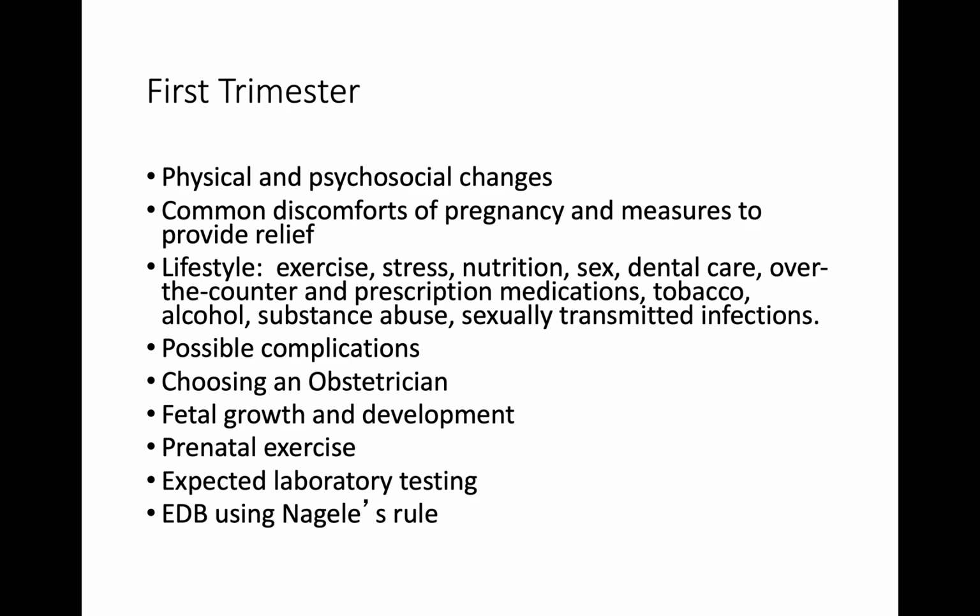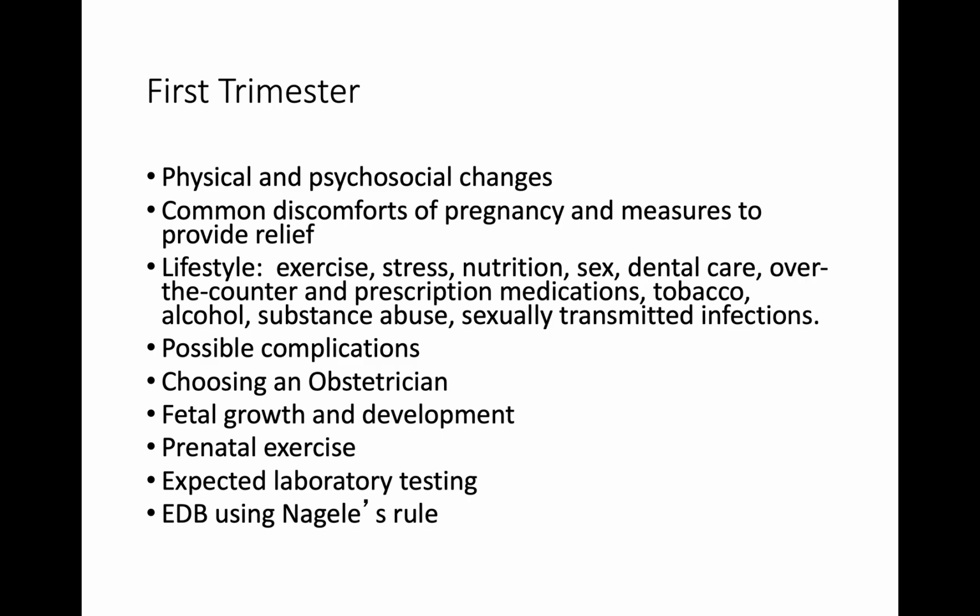Most of the time, people have no idea of when they are ovulating. And so they go with the menstrual cycle because most people have an idea of when they last had a menstrual cycle. So what they do to try to get the birth date, they go back to the first day of the last menstrual cycle. And then you're going to subtract 3 months and you're going to add 7 days. And that's how we get Nagel's rule.